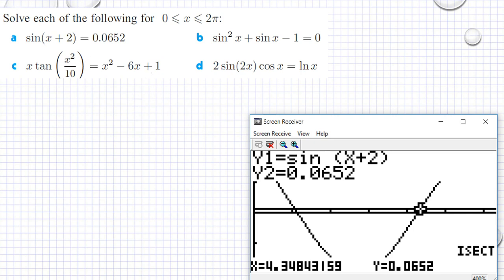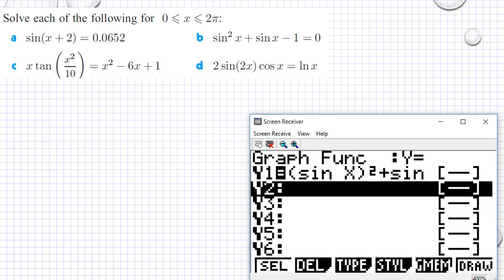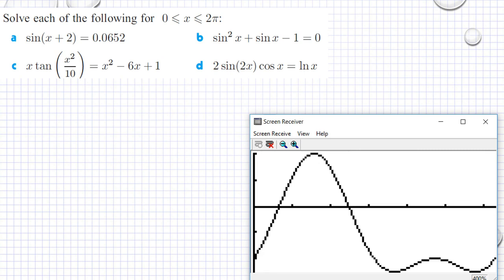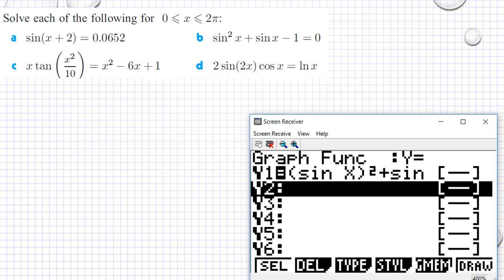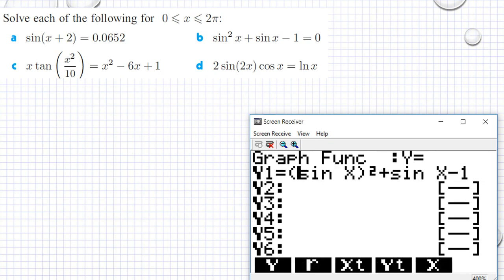Okay, for B, I'm going to prepare first. See you later. Okay, I'm ready. Here is my graph for B, and that is equal to 0. I'm going to exit so that you can see. Don't be confused that the square there is only for the x. So that's why I put it here, sine parenthesis squared.